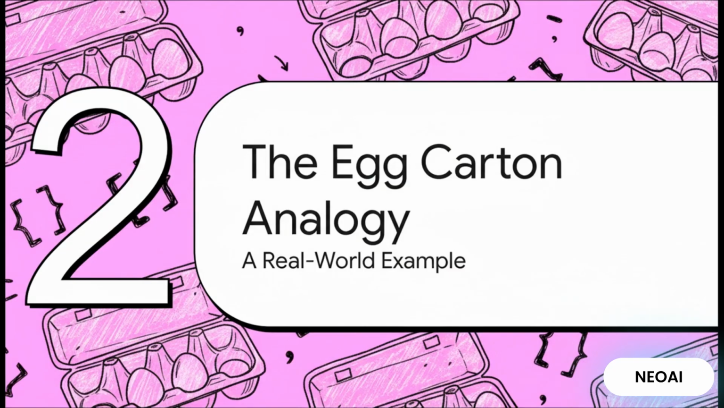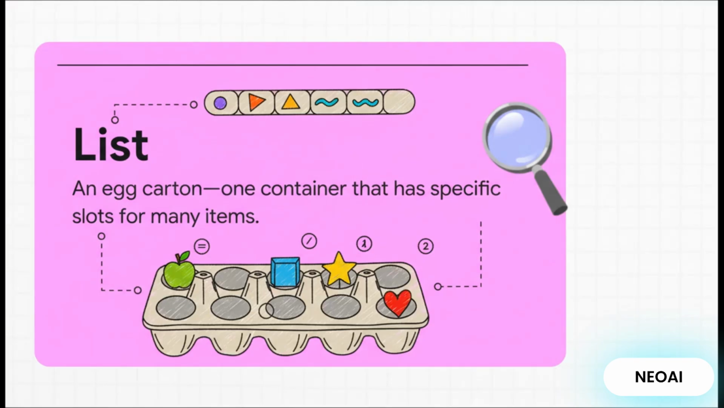So the big question is, how do we actually build that basket in our code? Well, the answer, believe it or not, comes from a really simple everyday object. And once you see it, this whole concept is just going to click. I'm talking about the humble egg carton. Just think about it for a second.